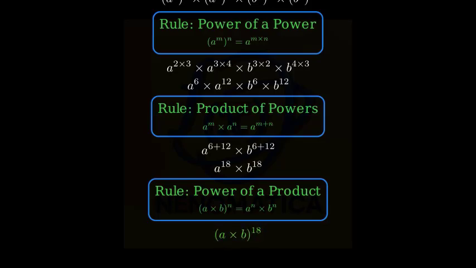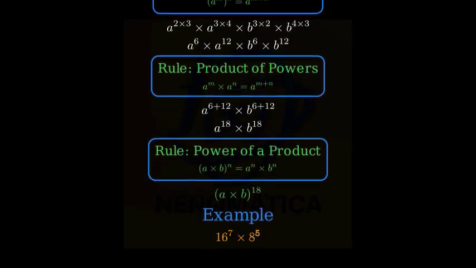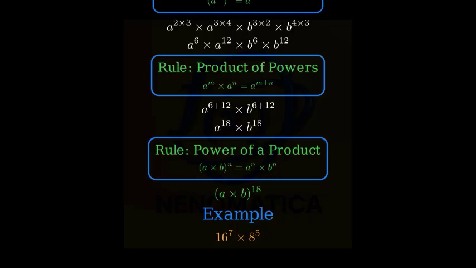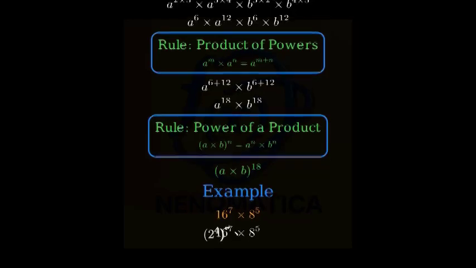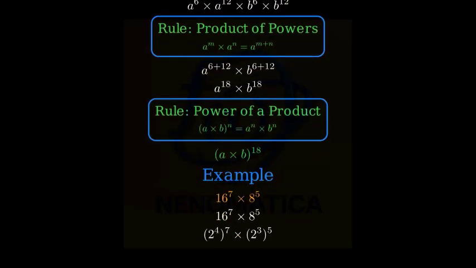Let's look at a second example. We need to simplify the expression 16 to the 7th power times 8 to the 5th power. Let's tackle this step by step. First, we'll express 16 and 8 in terms of powers of 2. We know that 16 equals 2 to the 4th power, and 8 equals 2 to the 3rd power.